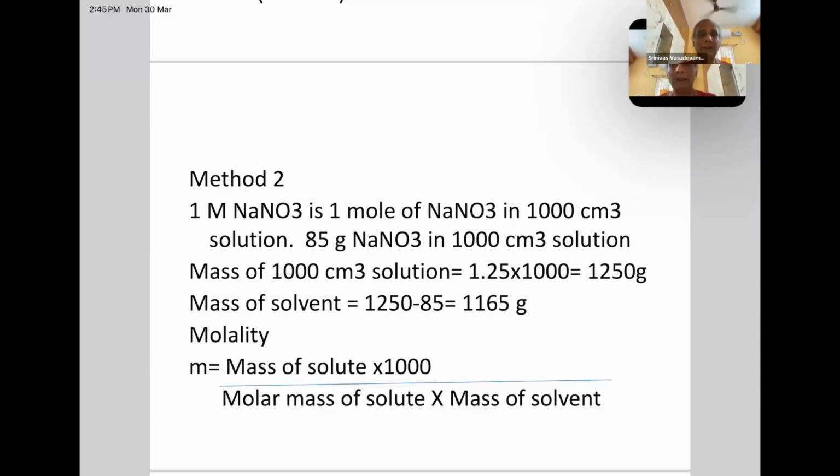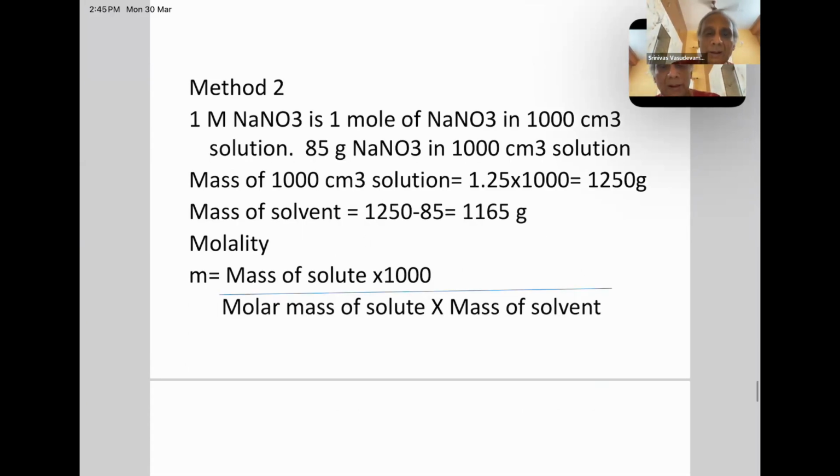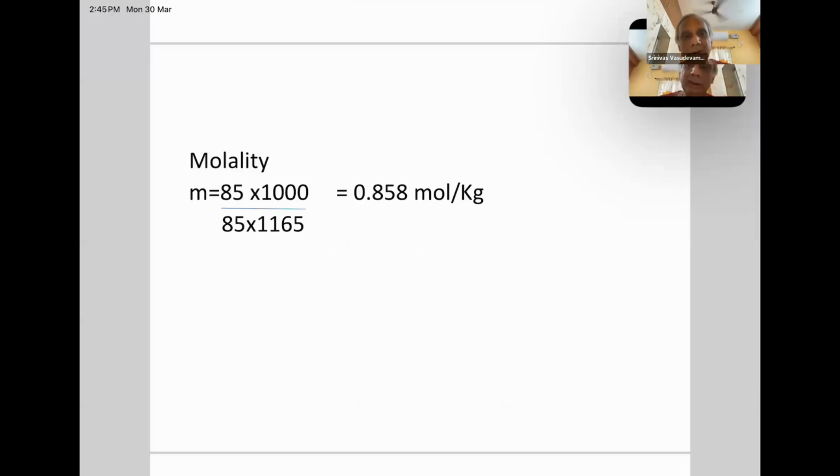So I find out the molality, mass of solute by molecular mass of solute into 1000 by mass of solvent, which is 85 by 85 into 1000 by 1165, which is equal to 0.858 mole per kilogram.